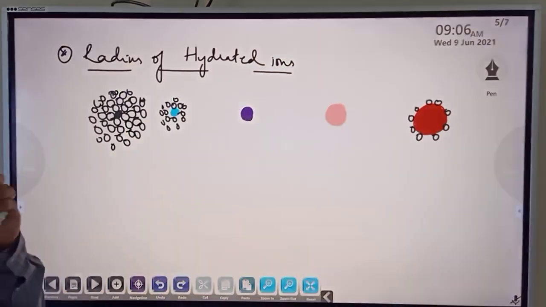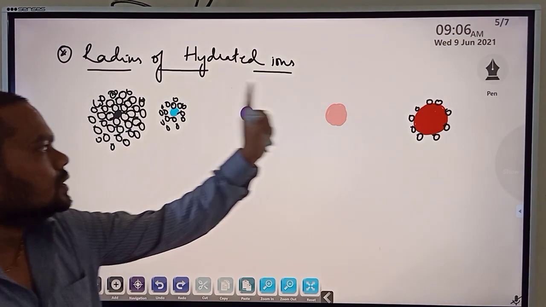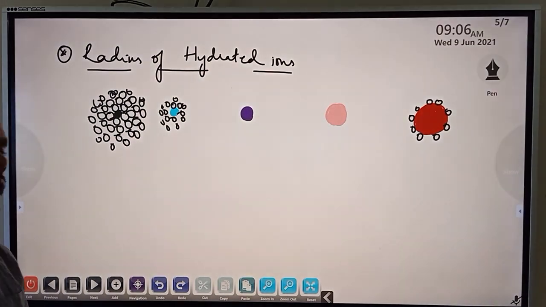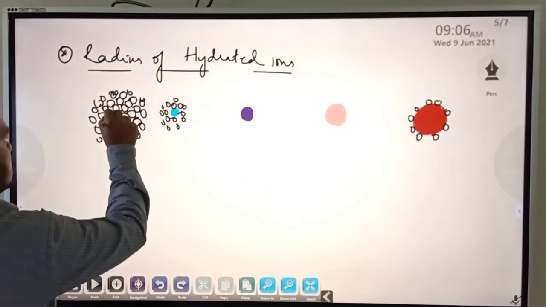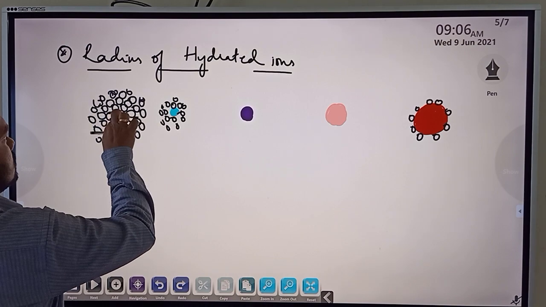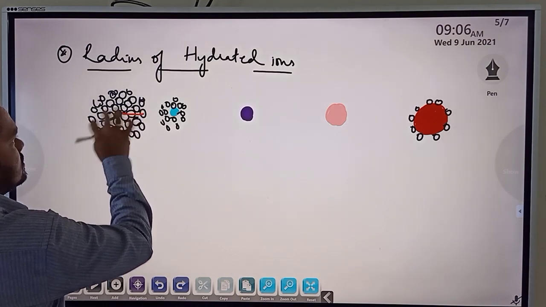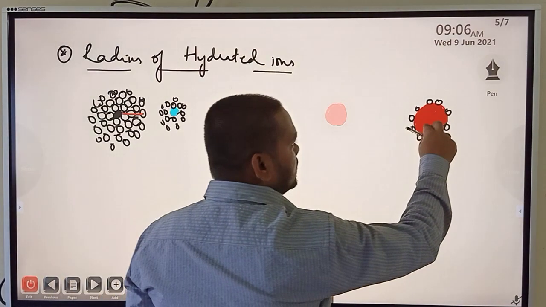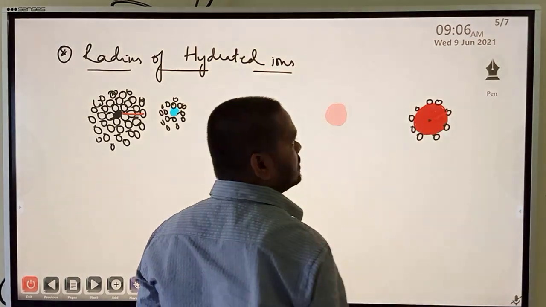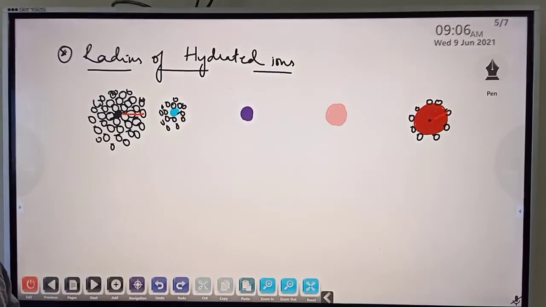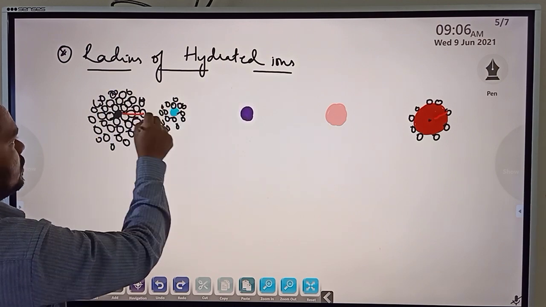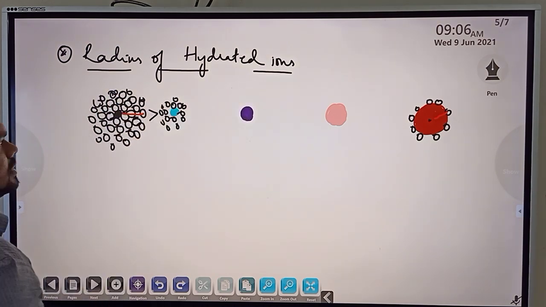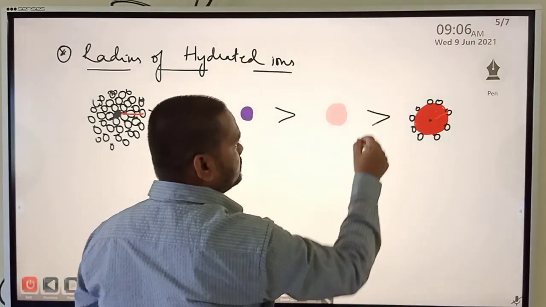Now, if I ask you, from this to this, whose radius is greater? Radius is again the same thing, from the center to the outermost species. If you talk about the size in these two cases, obviously it is greater here. So now the order I can find is like this: the radius of hydrated ions is greater in lithium plus, followed by sodium, followed by potassium.